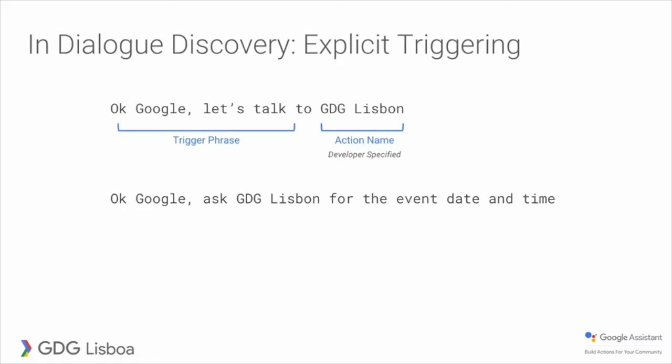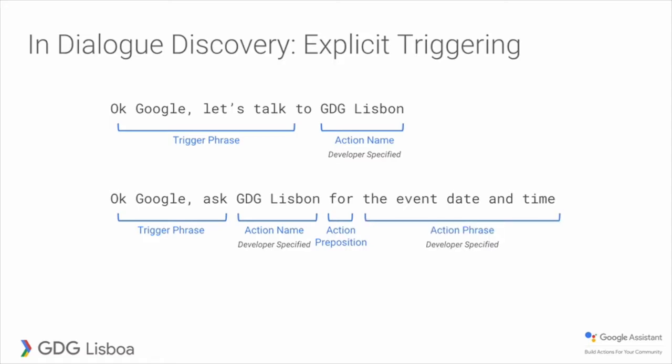But you can also be smarter and give data to it directly, instead of it opening the app and then you saying, oh, I want to do something. So you can say, okay, ask GDG Lisbon for the event date and time. You have an action, a preposition and the phrase. Then it's going to ask for the event date and time, open your app and trigger that text in your application.